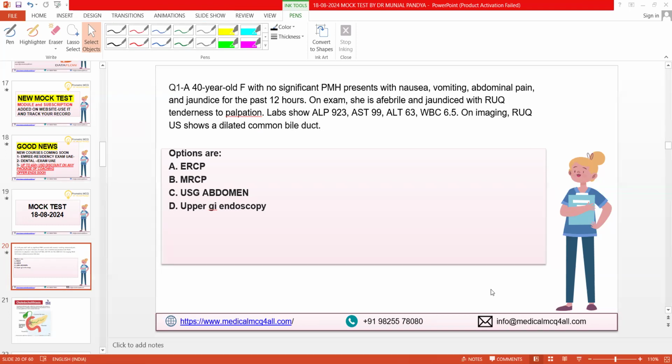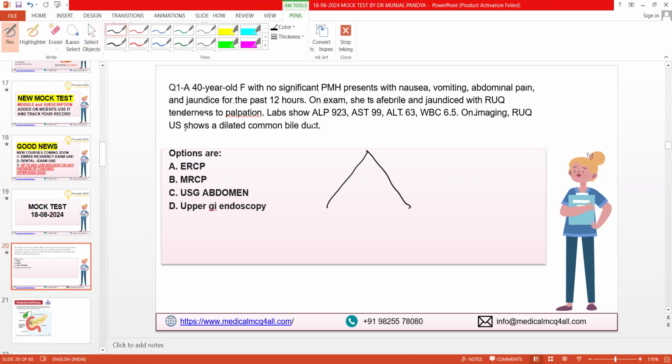Preeti? Yes, sir. I think a bile duct stone has been impacted over the common bile duct, so that is causing a dilatation over there. It's looking like cholangitis, sir. Pain, jaundice, and tenderness should be caused by the stone obstruction. So ALP, AST, everything has increased. So we can do an ERCP, remove the stone and keep the stent.